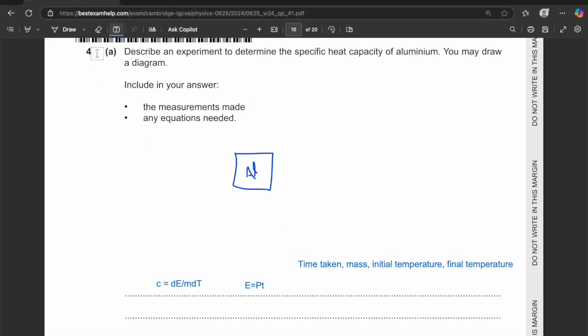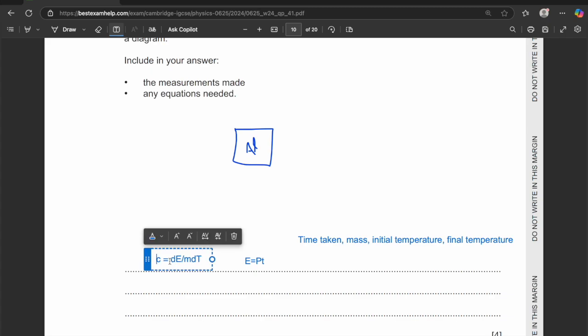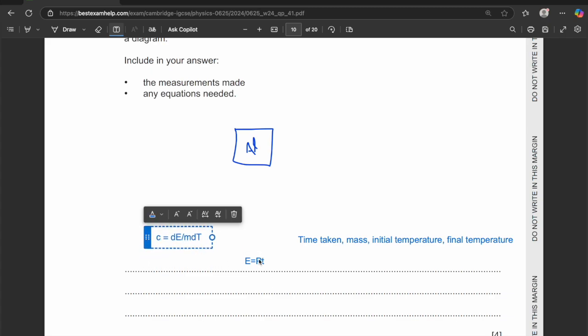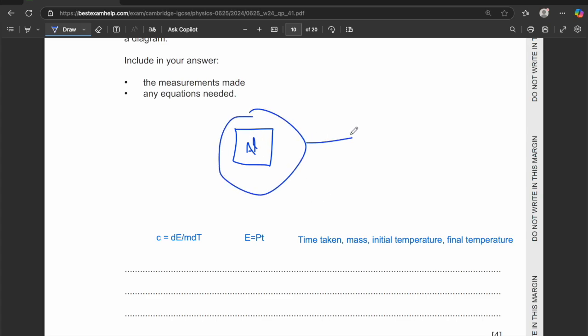Here it says you may draw a diagram. Personally, I'm not particularly good at that, so I'll just skip it. But to give you an idea, this is an aluminum block, and this will be some kind of heater connected to power. And then you will have a timer here, and some thermometers, and you will measure the temperature.